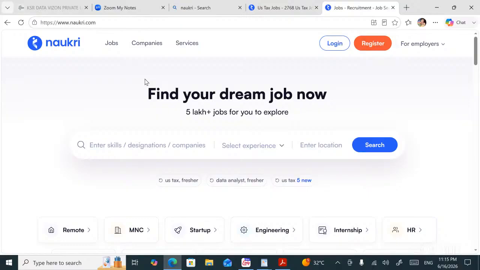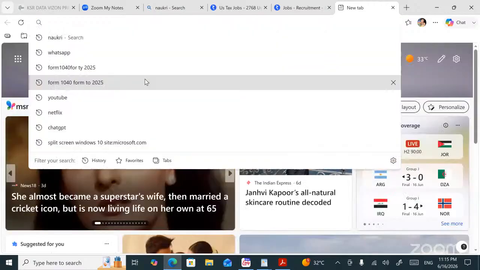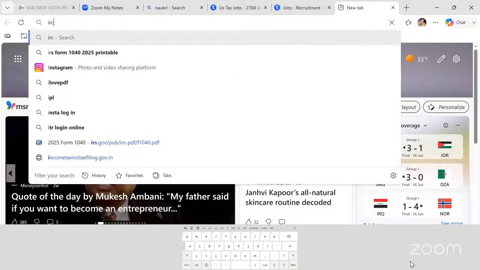So you can go and search here also for IRS. It is here only that you are going to apply for the tax filing also, directly from the government. Say, sorry, IRS.